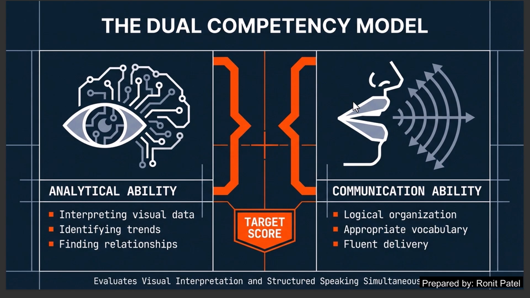Notice something important. You are not rewarded for deep academic analysis. You are rewarded for clear, structured communication. So, even a simple interpretation spoken fluently and logically can achieve a high score. This is the first mindset shift. Fluent structure beats complex intelligence.